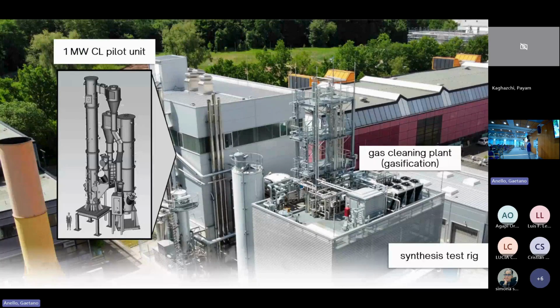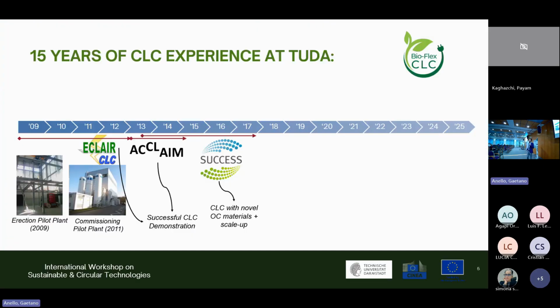So for our work in Darmstadt, a lot of our research on chemical looping is centered around large-scale pilot evaluation, which we conduct in a 1 megawatt pilot plant shown here, which mainly consists of two circulating fluid bed reactors, which are used as this air reactor and fuel reactor, and are coupled directly to two loop seals. Our work in this field started already more than 10 years ago with the Eclair project commissioning this pilot plant in 2011, which, similar as the following projects, Acclaim and Success, looked into the details of applying chemical looping to coal, torrefied biomass, and natural gas.